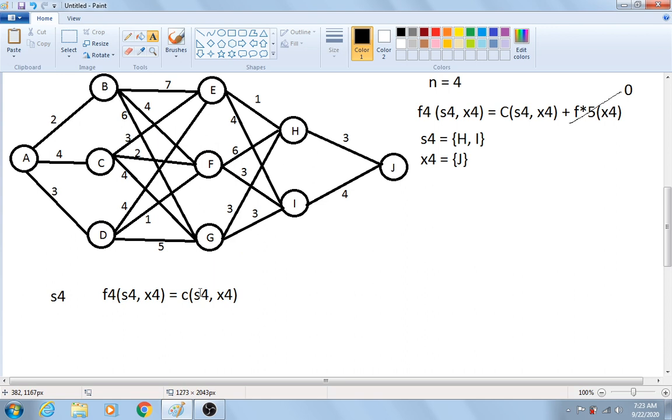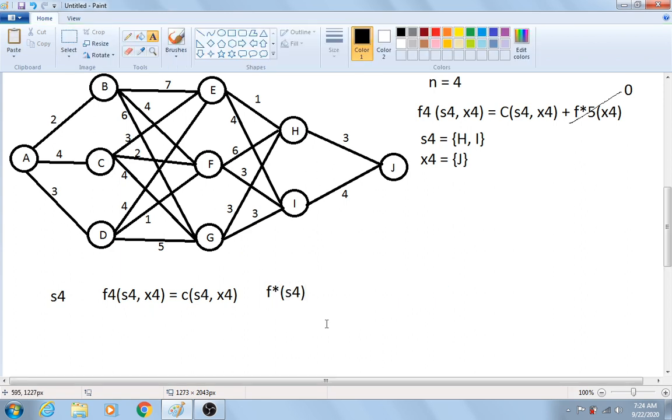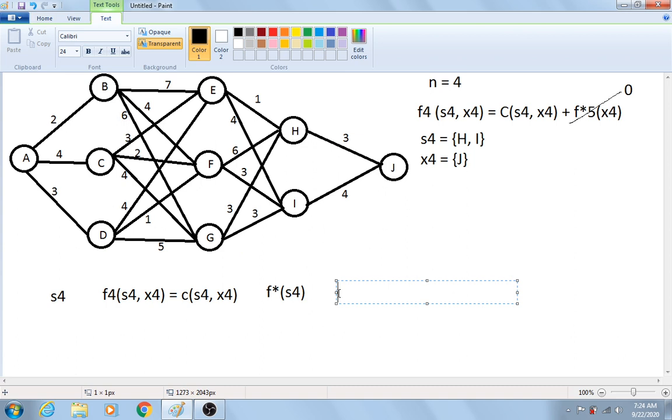And then we need to find the minimum value of this function, and that means F star S4. So F star S4 meaning that the lowest cost if we are at the position S4. And what gives that the lowest cost? What is the destination for that lowest cost? We label that as our optimum decision variable. So that is X4 star.